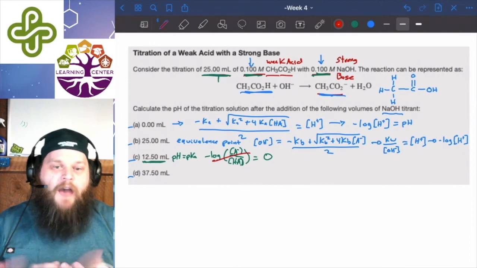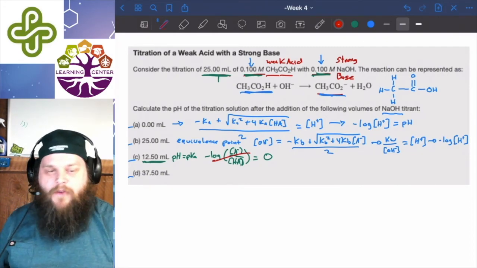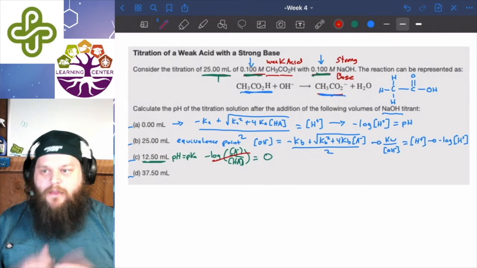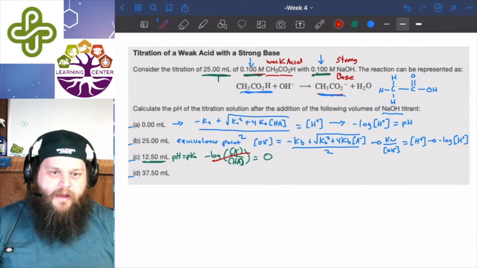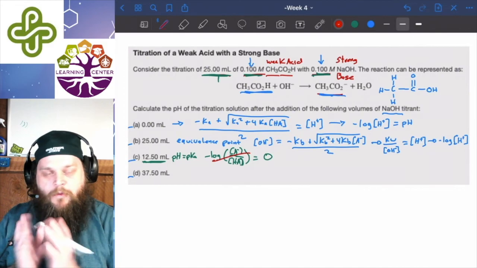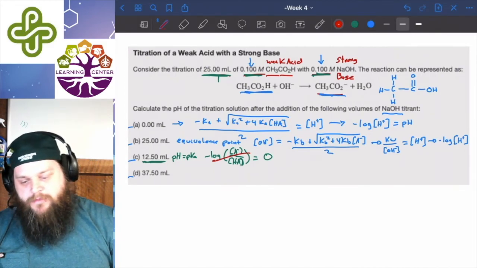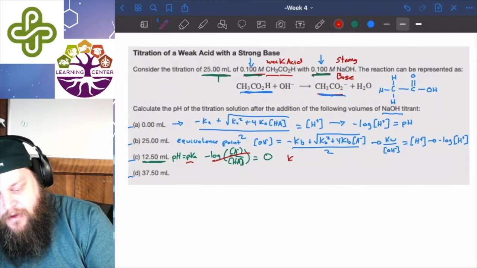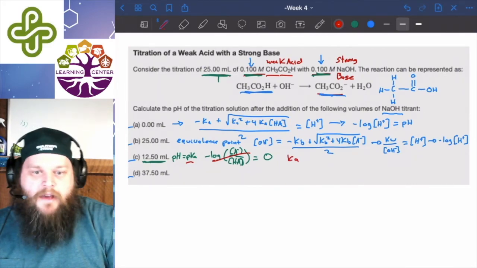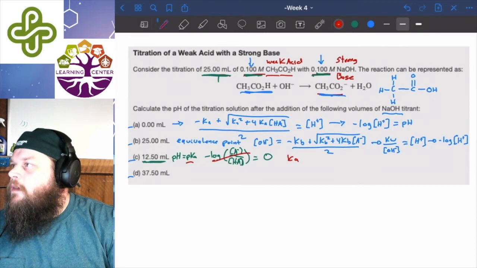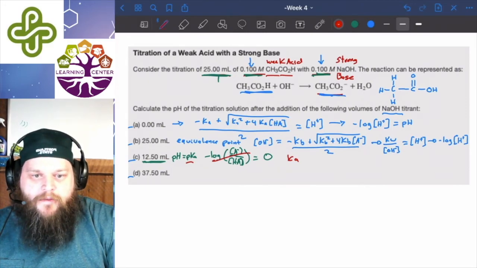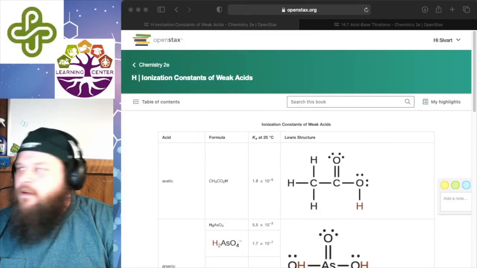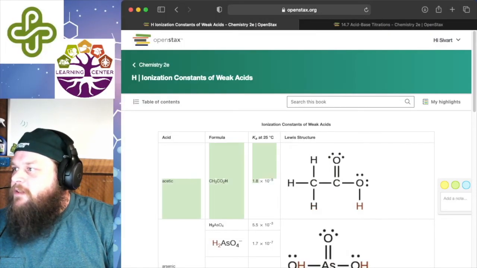We call that the half equivalence point. So we've added half as many moles of hydroxide ions as the initial weak acid that we had. So we're at that half equivalence, and we're right at that pKa value. And to find that pKa, you can take the Ka value, which we can look up actually. In the back of your textbook, or I pulled it up on the internet here, it lists the different Ka values for things.